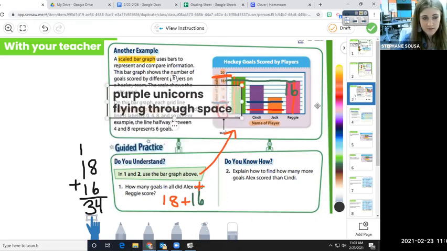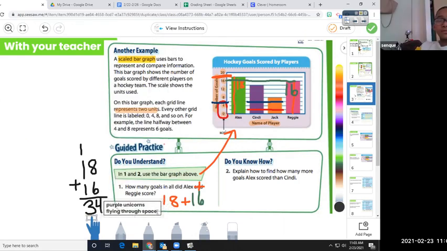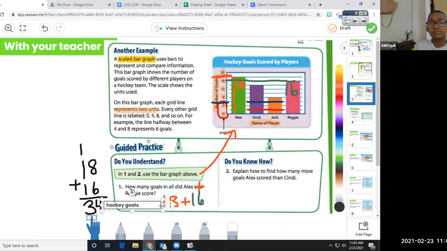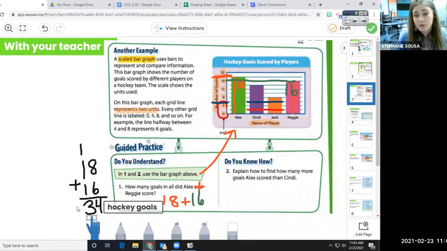Senkyu, why are you smiling? I don't get it. Oh, well, what did they score? What should it say? It should say they scored 34 hockey goals. Oh, you're right. When there's a word problem, I got to have a word in my answer. If you don't have a word in your answer, I'm going to assume that you have purple unicorns flying through space because thinking about those makes me happy. So I'll be happy, but you'll be wrong. So we must have that label of hockey goals. 34 hockey goals are what were scored.